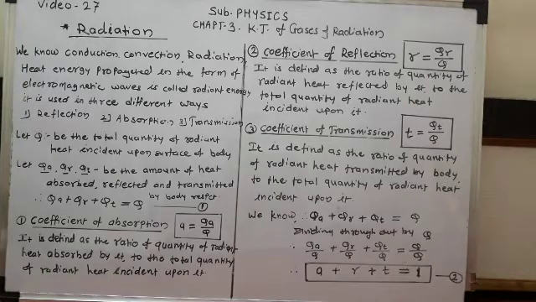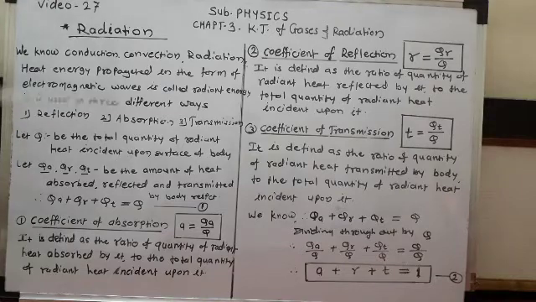Then we also know convection. In this process the heat is transferred through the material medium. That means a material medium is necessary in both conduction and convection, but in convection the heat transfer is due to the actual motion of the particles from one place to another, and this process takes place mostly in liquids and gases.